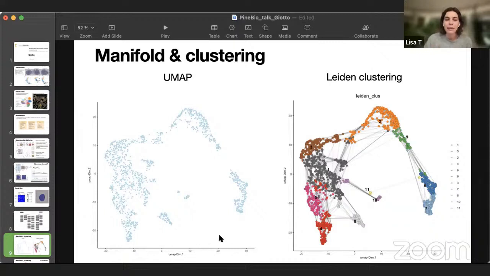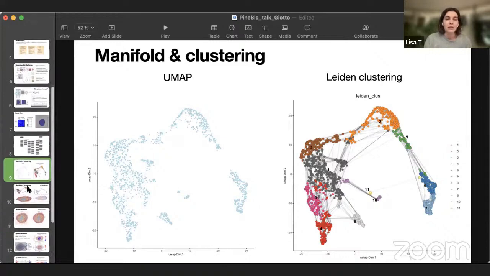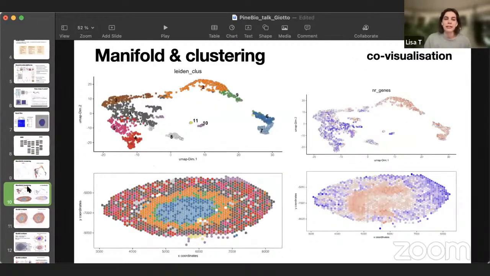In this case, it's UMAP, and we color them with Leiden clustering. So in this case, we have 11 clusters. This is a kidney sample. What is different from single cell at this moment is that we can already map our cells on our tissue. And we see here that, for example, clusters 6 and 7 comprise the inner medulla, and clusters 2 and 9 comprise the outer medulla, and the rest of the clusters comprise the cortex, and it's really a mixture of cells.